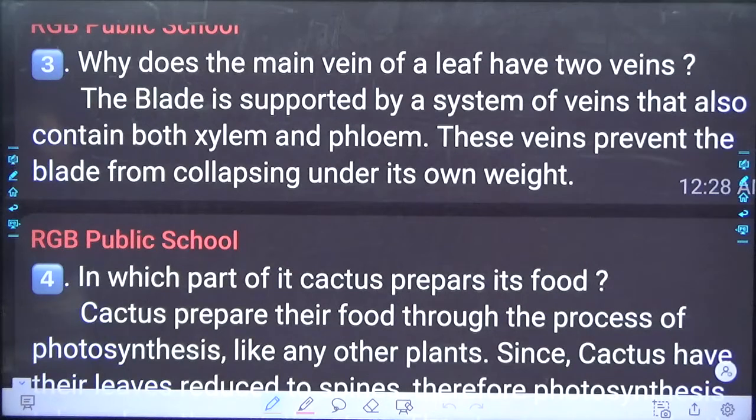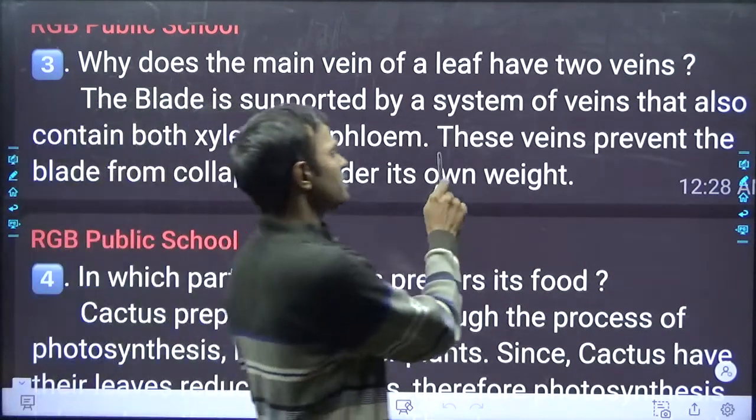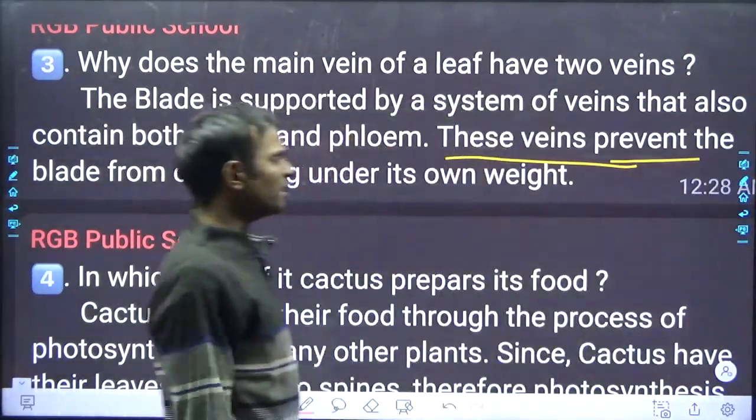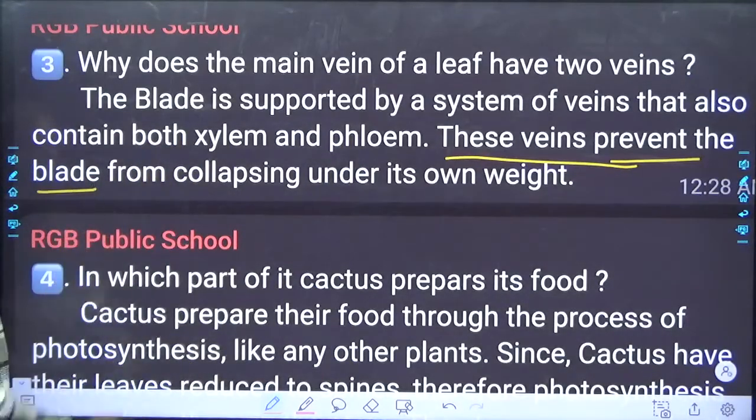These veins prevent the blade from collapsing under its own weight.